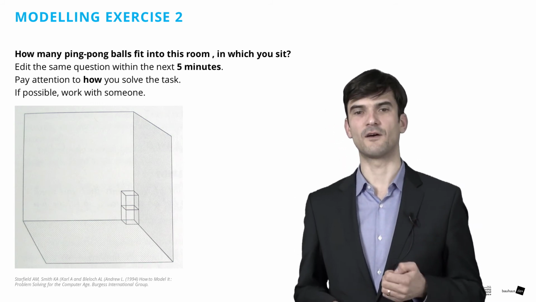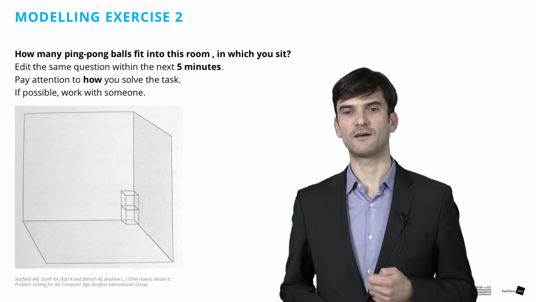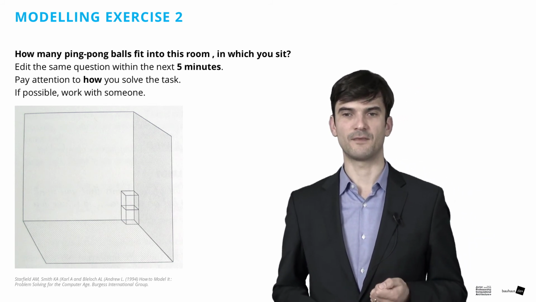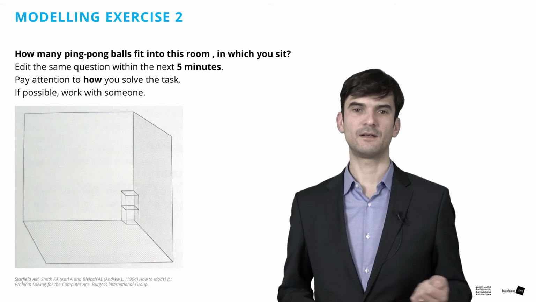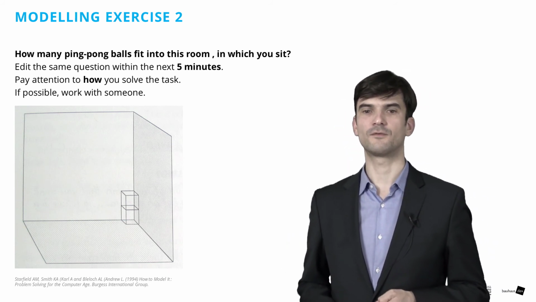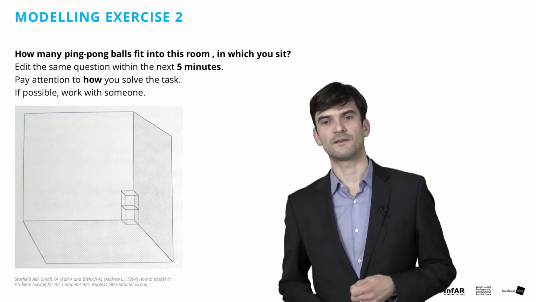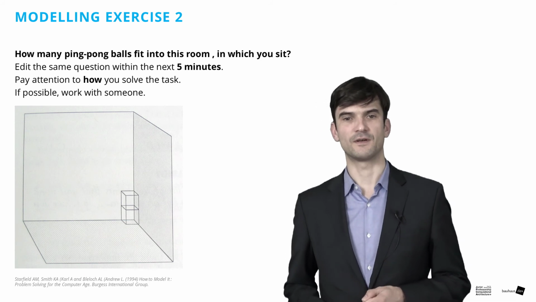Now the 5 minutes are over. Please write down the number of balls that you've estimated this time. Ideally, use again the comment box below to remember the number and add the room for which you made your estimation.